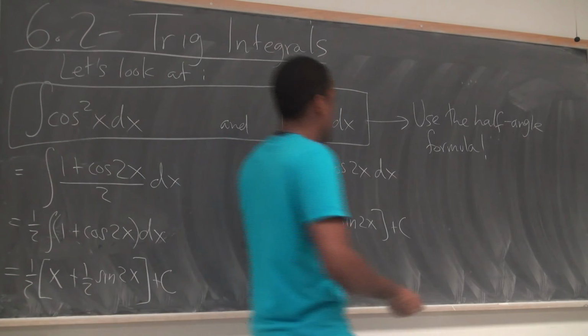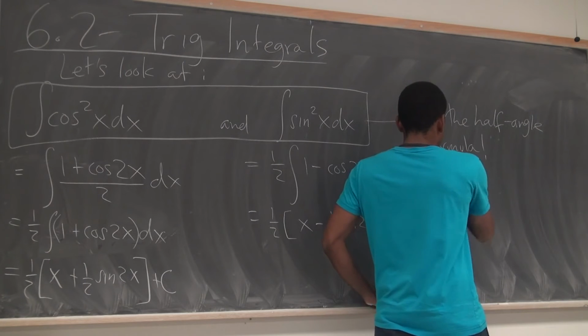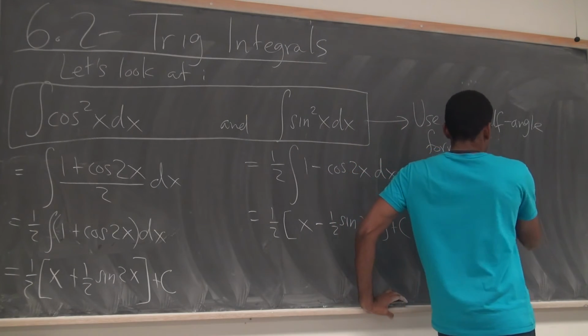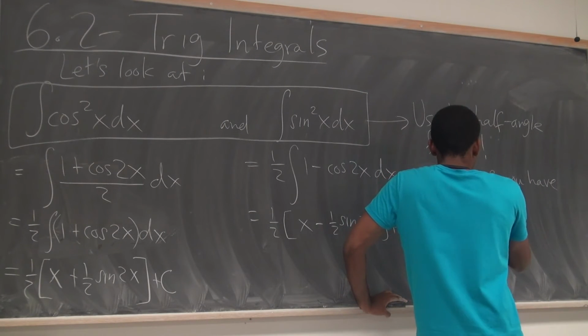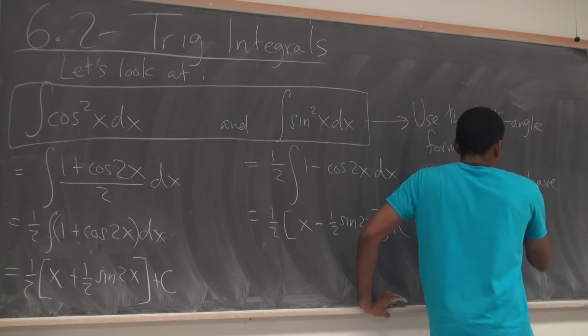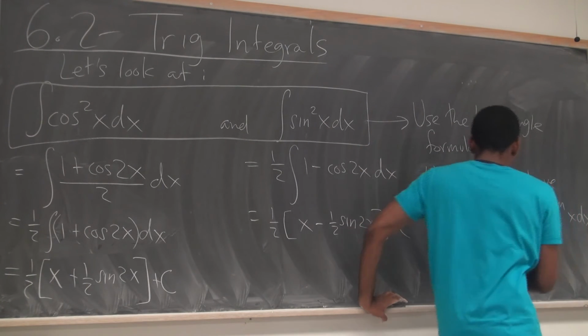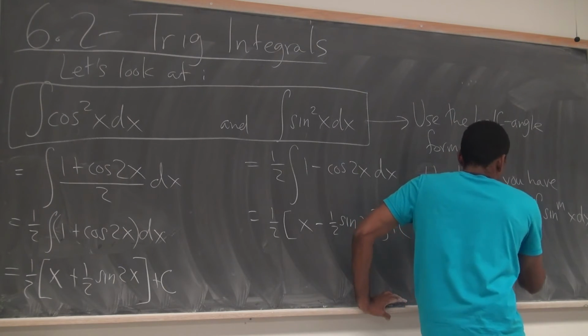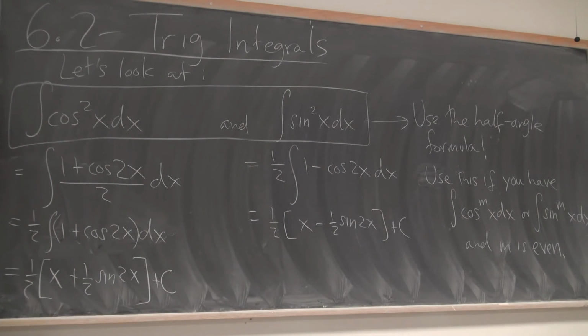So use this if you have the integral of cosine mx dx or the integral of sine mx dx, and m is even. We do a different thing if m were odd, but you should know that. Let's talk about when m is odd, and we'll do more examples next time.